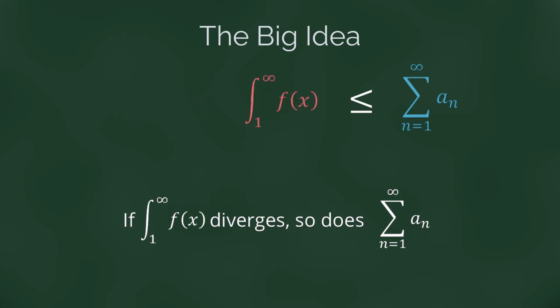If instead we focus on the right-hand side of our inequality, we get to draw a different conclusion. Here we know that if the integral diverges, then our series must diverge as well. That's because if the integral from 1 to infinity of f of x is infinite, given that the sum from n equals 1 to infinity of a sub n is larger than that, it must also be infinite and therefore does not converge.